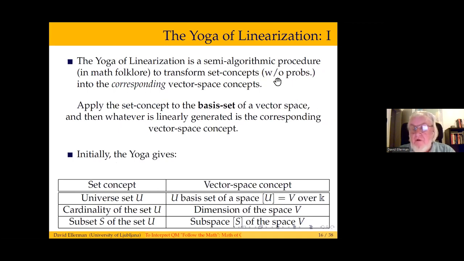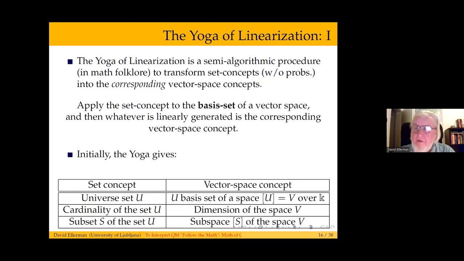In this case, you don't attach probabilities to the points. You can start with partitions if you want. The yoga transforms a set concept into a vector space concept. And the way the yoga works is you take the underlying set U as a basis set for a vector space, and then you apply the set concept to the basis set, and you see what it generates.